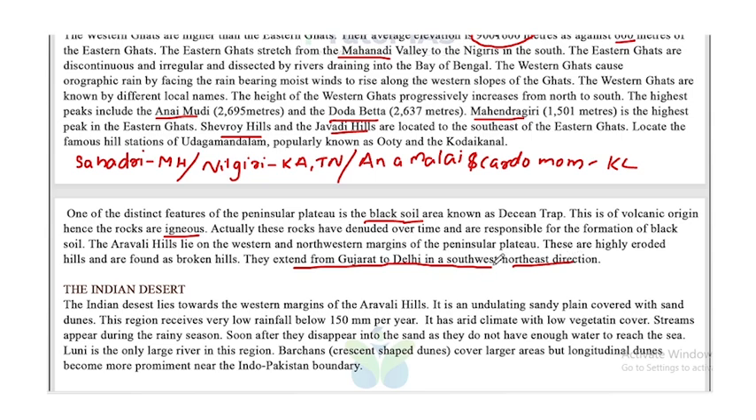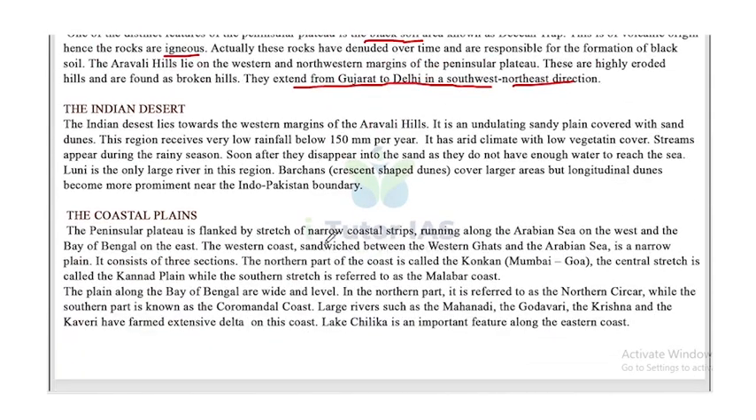Now, the Indian Desert. The Indian Desert lies towards the western margin of the Aravalli Hills. It is an undulating sandy plain covered with sand dunes. This region receives very low rainfall, below 150 mm per year. It has an arid climate with low vegetation cover. Streams appear during the rainy season and soon disappear. Luni is the only large river in this region.